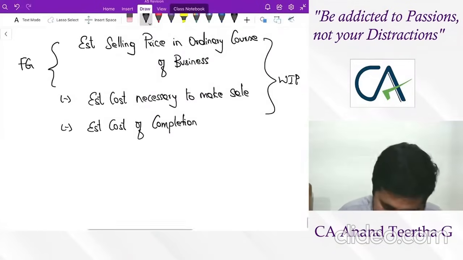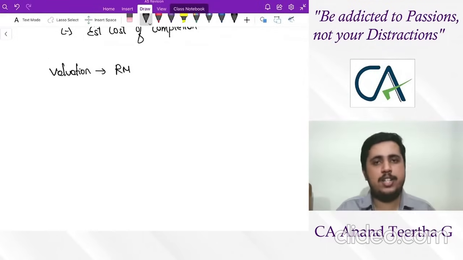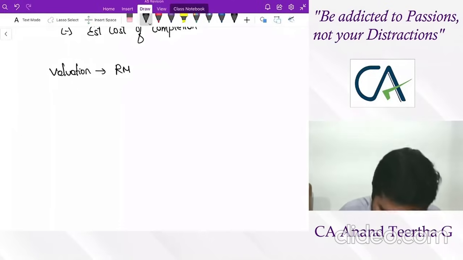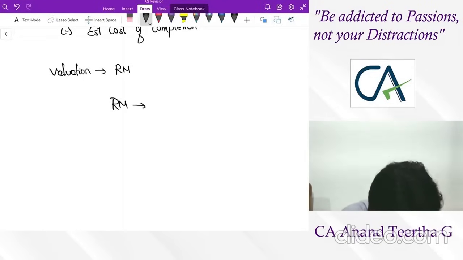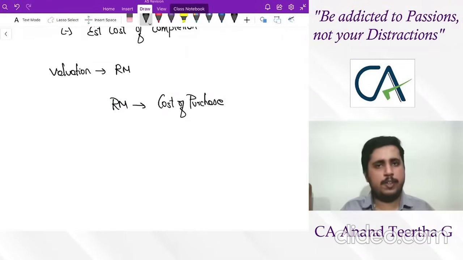So what about the next one then? The final one that will remain is how do you value raw material? How raw material valuation is supposed to take place. For that purpose, what should we do? Raw material is normally valued at cost of purchase. As simple as that. You have already seen what is cost of purchase: purchase price, add freight, duties and taxes, and so on.